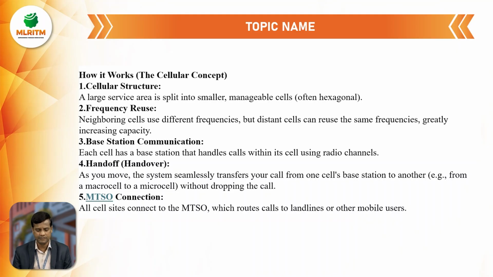We said in the first point that the area is split into smaller cells, right? In those smaller cells there are two types: one is the macro cell and another one is the micro cell. While we are moving from one place to another and discussing something, the base station has to change. At that time the cells also have to change, to a macro cell or a micro cell, right?